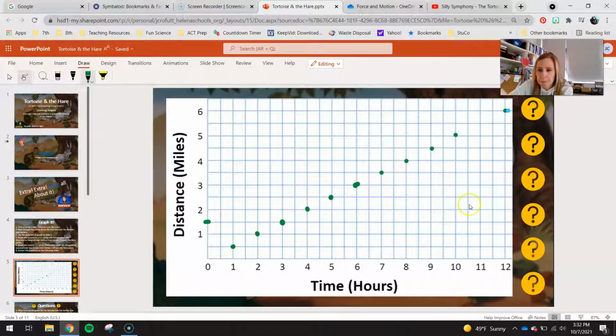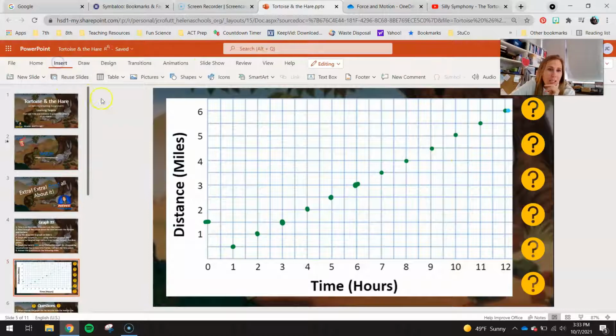Each line is a half a mile. From 10 to 11, he ran another half. And then finally, you can see that in the last hour from 11 to 12, he ran his last half a mile from 5.5 to finish the race at 6. Okay, with that being said, you can see what a constant rate of velocity looks like for the Tortoise.